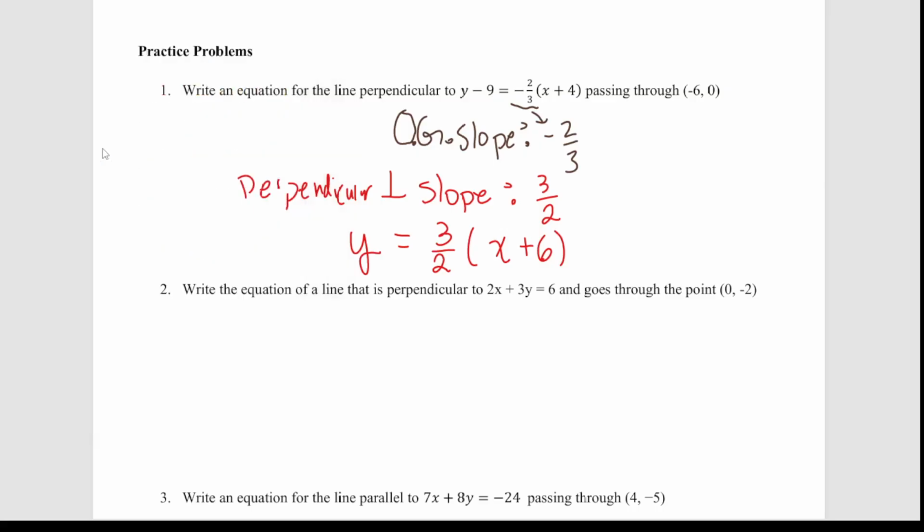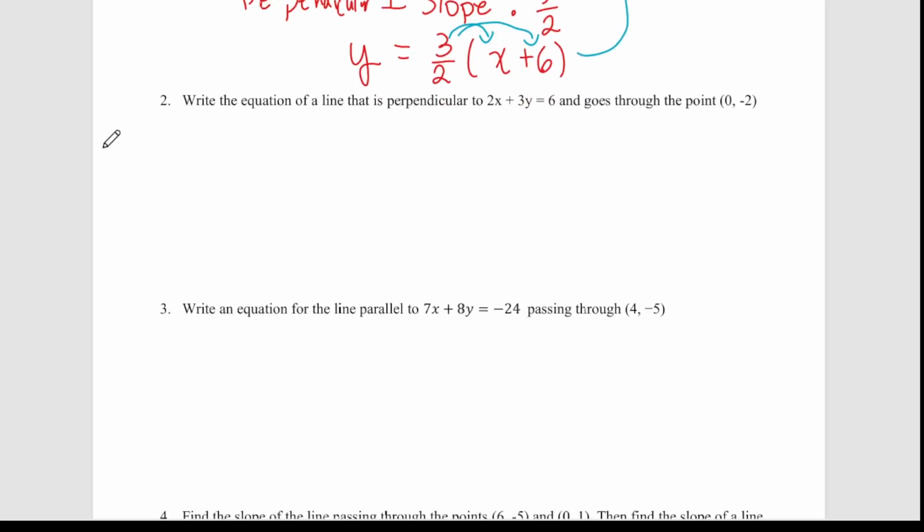If you really want to rewrite this in slope-intercept form instead, you would then distribute the 3/2. You would get y equals 3/2 x plus, and then I'm going to do off to the side, 6 times 3/2. 6 is secretly over 1. 6 times 3 gives us 18. 1 times 2 gives us 2. 18 divided by 2 gives us 9 as the number that would be added. Both of these are equivalent equations, and those would be your line that's perpendicular to that.